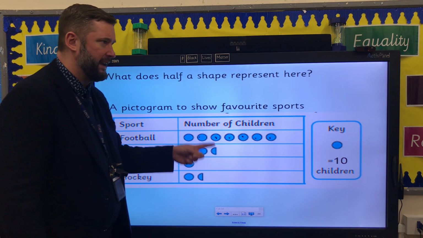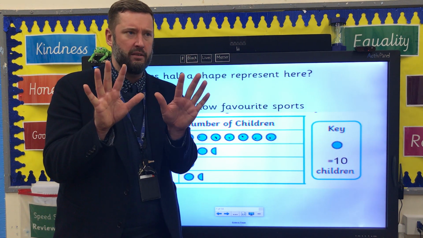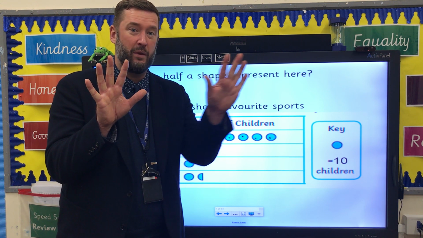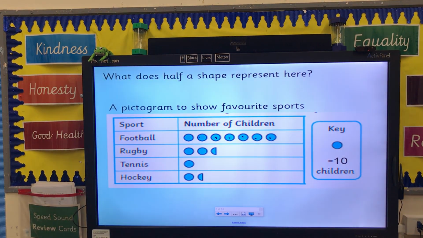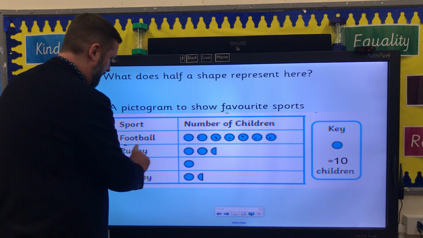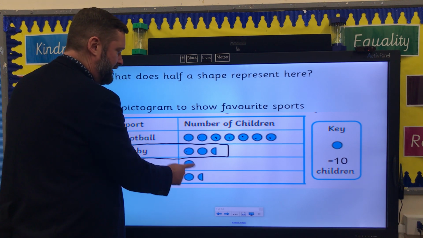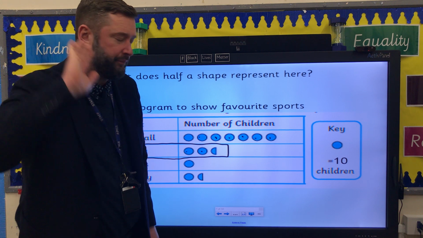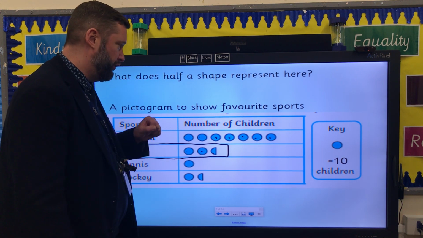Now rugby, let's have a look. Got half a shape here. So if 1 circle is 10, what's half a shape going to be? It's going to be 5. Half a shape is going to be 5. So let's carry on and count the rugby row. So I'm going to count in 10s. 10, 20, and 5 more, 25. So 25 children love rugby.